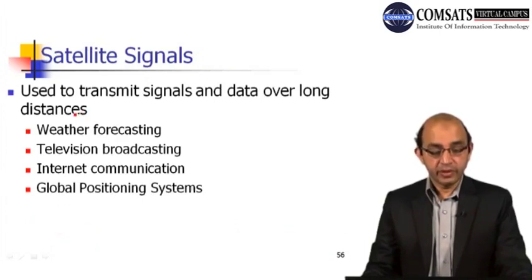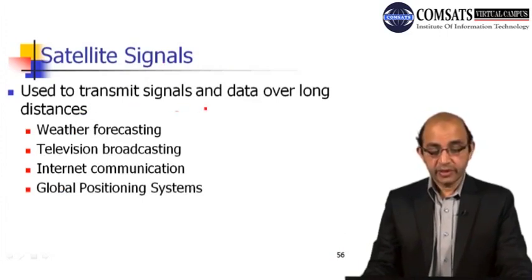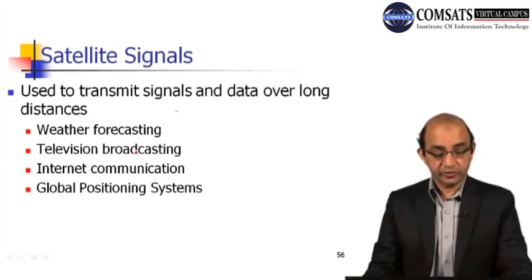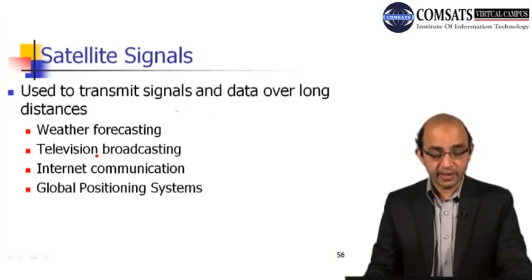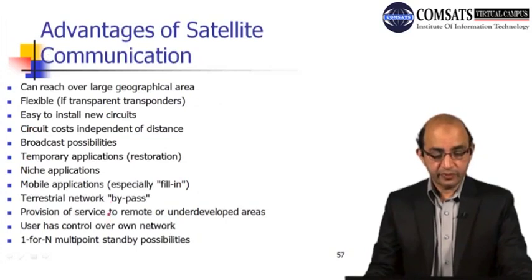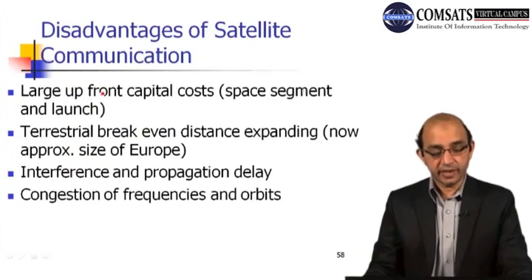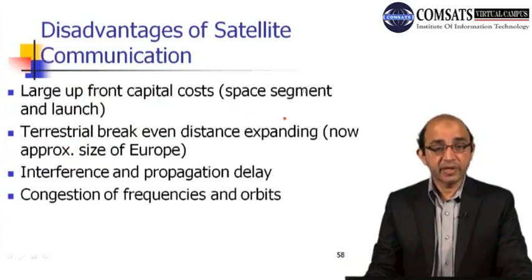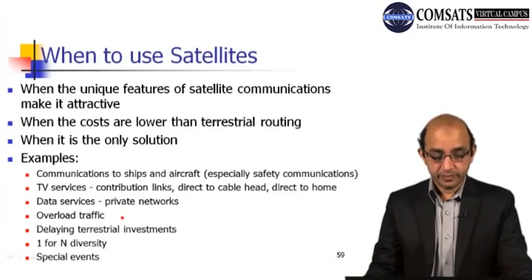So here are some of the satellite uses: satellite signals are used to transmit signals and data over long distances for weather forecasting, for television broadcasting, and for internet communication and global positioning systems. So here we have mentioned advantages of the satellite. And here we have disadvantages of satellite: large upfront capital costs, space segment, and launch. So the cost is on the higher side. Terrestrial break-even distance expanding, interference and propagation delay, congestion of frequencies and orbits.